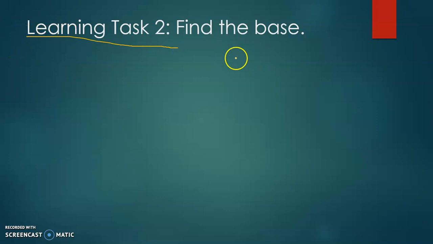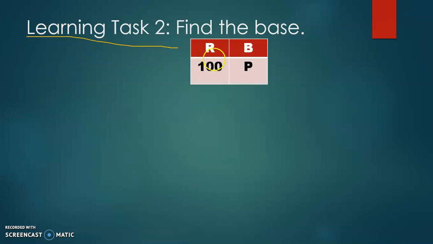Okay, finding the base tayo. Again, we are going to use the Cabinho square. Walang pagbabago. 100, constant pa rin yan. Rate, nasa taas pa rin. Base, katabi pa rin ng rate. At ang percentage, nasa baba pa rin. Hindi po siya magbabago.